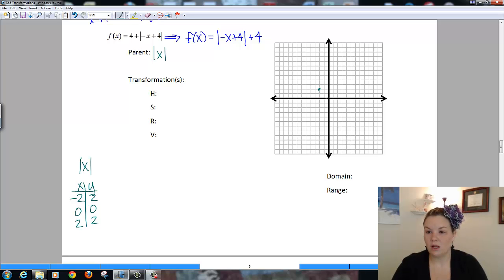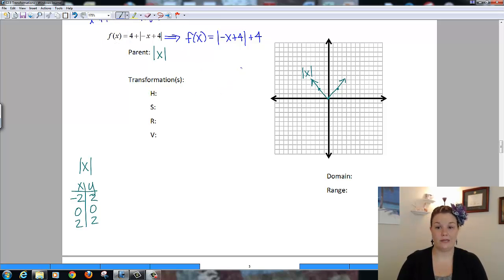So I'm going to go ahead and plot these points, which when I plot them on my graph, we can clearly see it is a v. Okay, and I'm just going to go ahead and label it. This is the absolute value of x. Okay, then I'm going to identify my transformations.